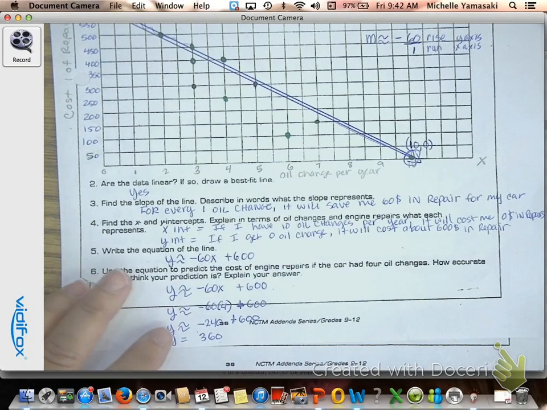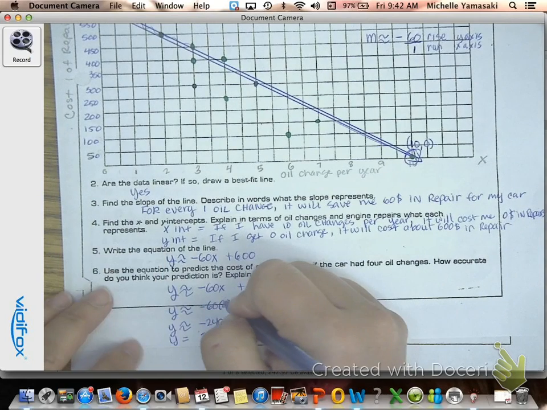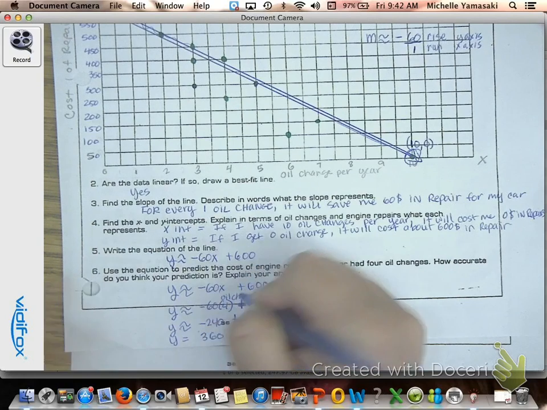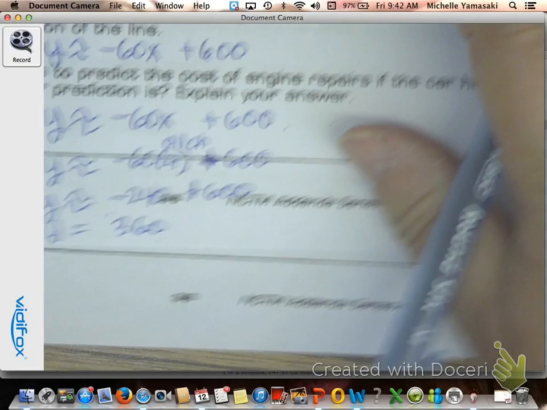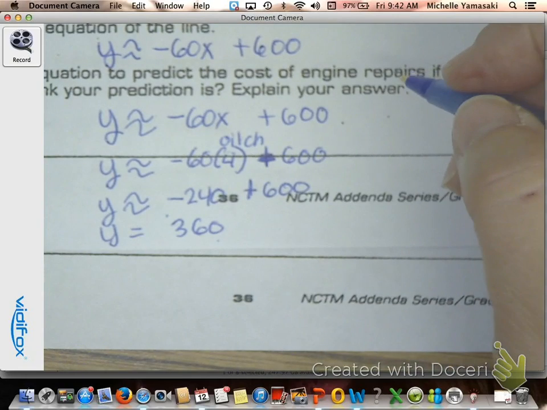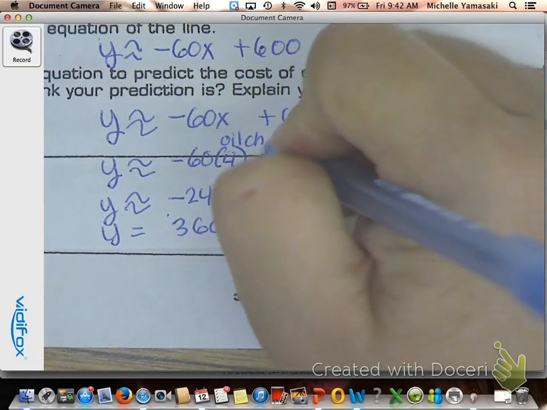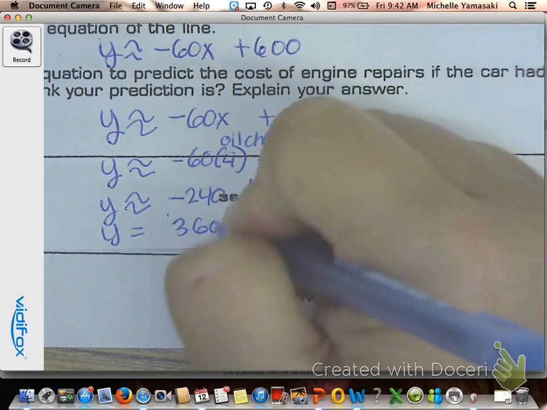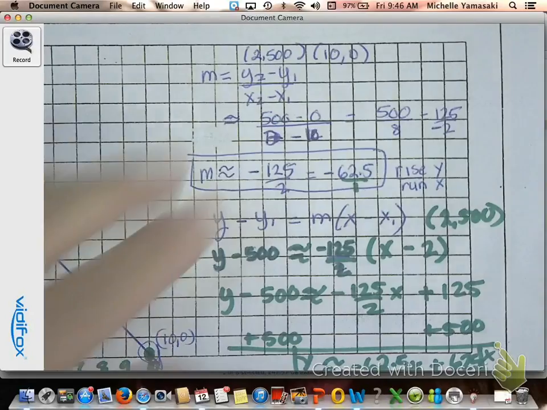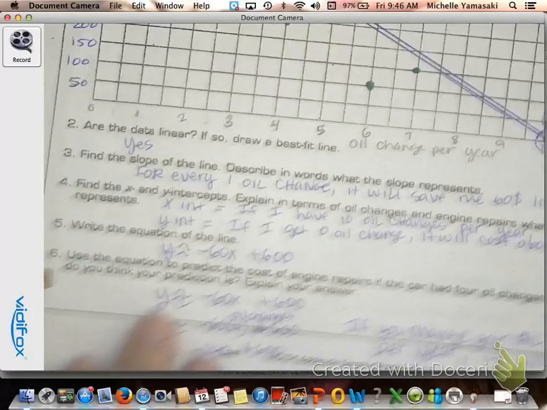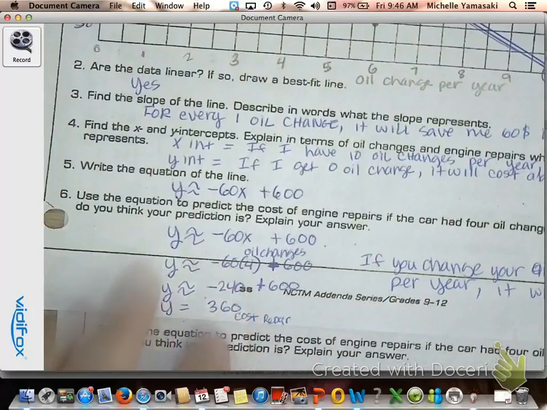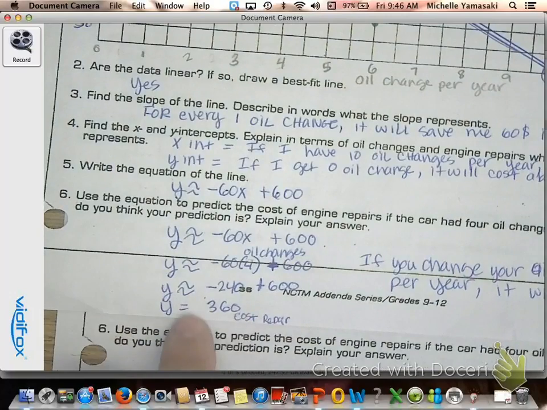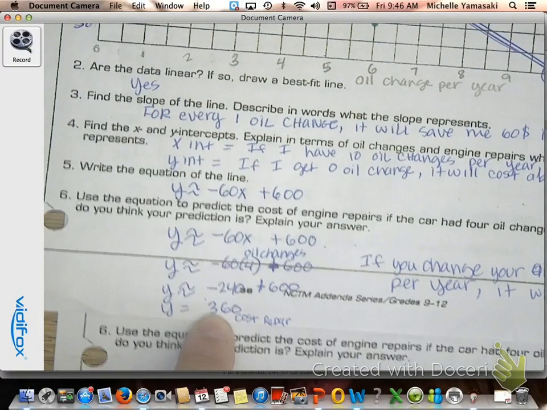The 4 represents what, Jessica? How many times you want to go get your oil change. This is my oil changes. I'm just noticing the recorder went off. So now what we're doing is comparing our cost, which we found out for 4 oil changes, it costs us $360.